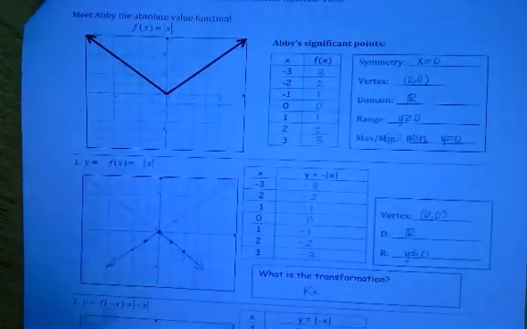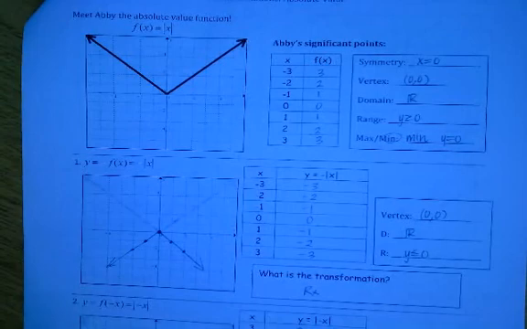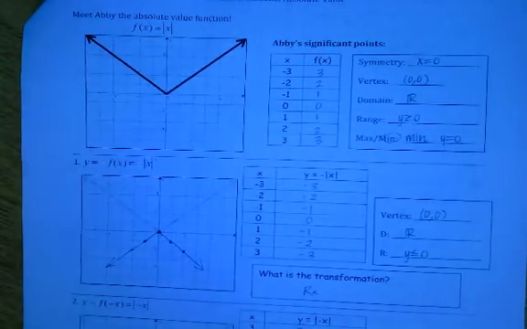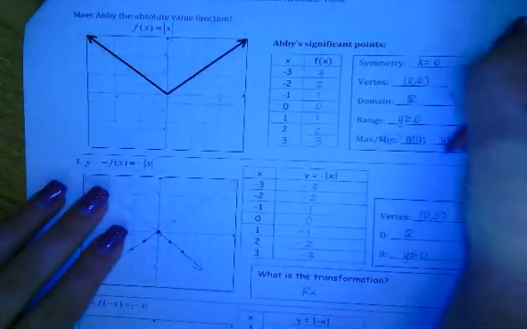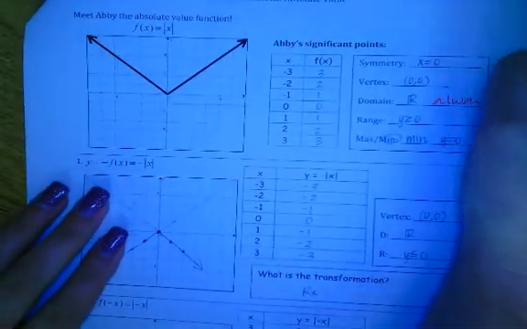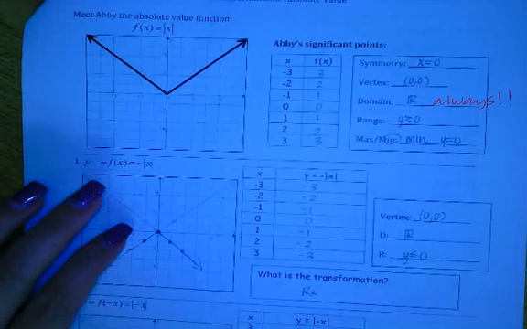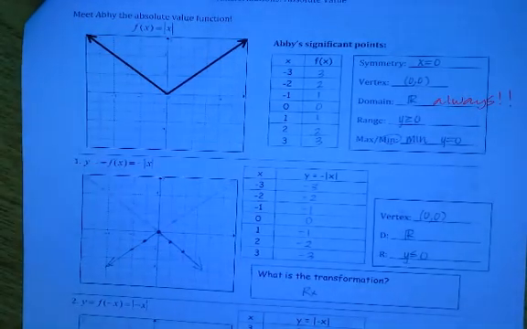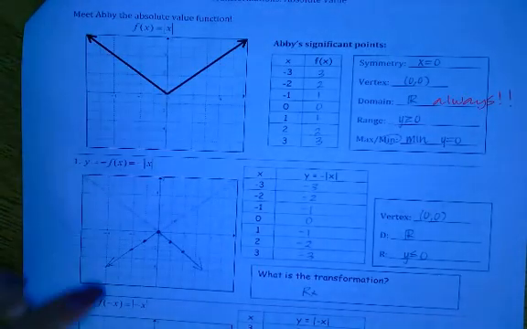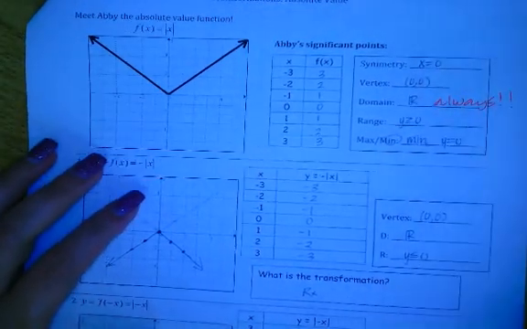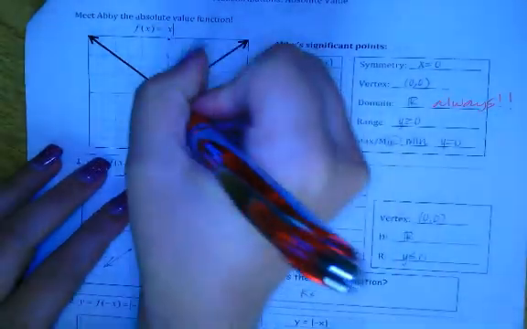Domain for absolute value is always all real numbers. So if you want to write that somewhere, I would. Okay, your range for this one is y is greater than or equal to 0. It's not just y is greater than 0. It's greater than or equal to because you have a point at (0, 0).